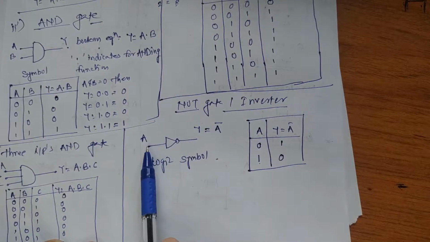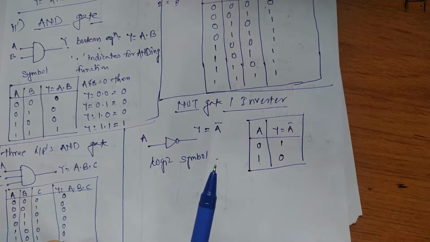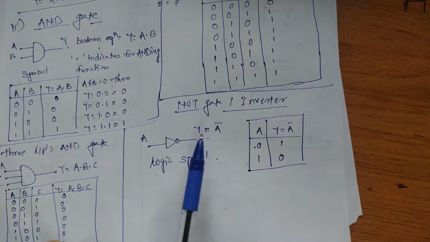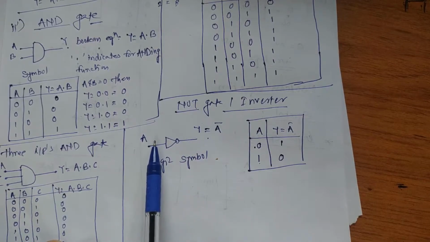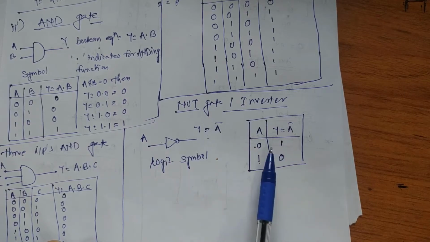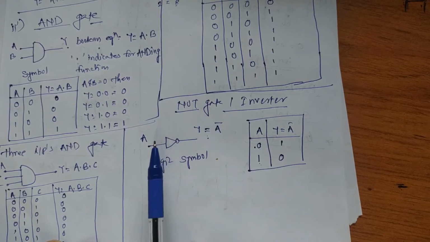NOT gate has a single input, so single input A, there are only 2 possibilities, that is 0 and 1, and output is the complement of input. So 0 complements to 1, 1 complements to 0, so we get the output is the complement of input.